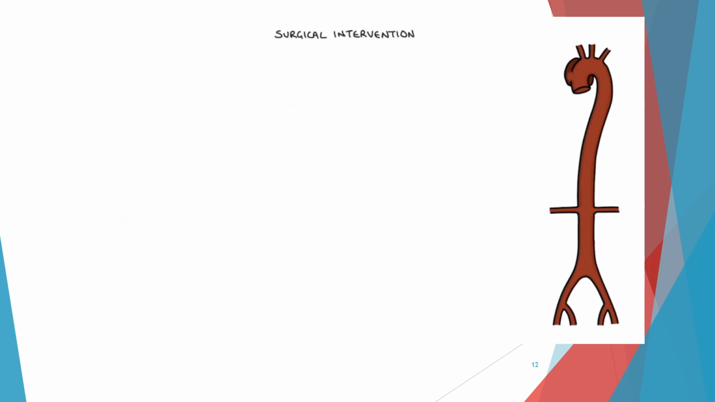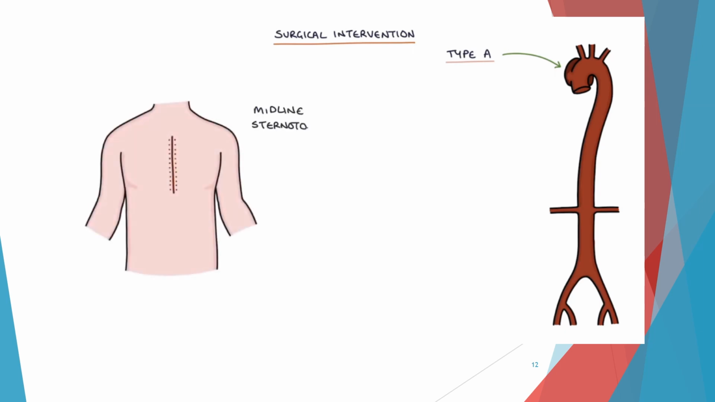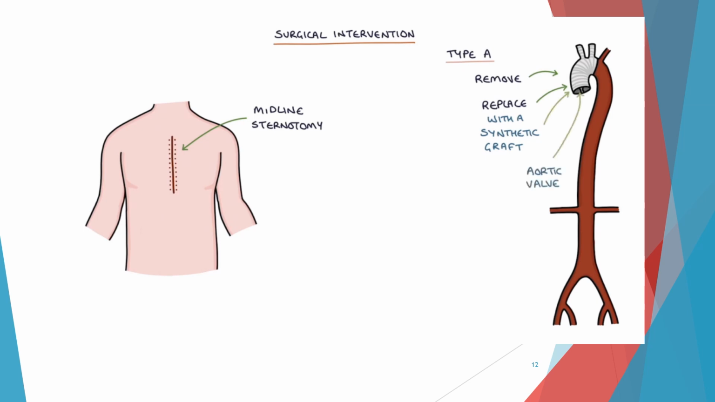Surgical intervention from the vascular team will depend on the type of the aortic dissection. A type A dissection, which remember affects the ascending aorta before the brachiocephalic artery, may be treated with open surgery with a midline sternotomy incision to remove the section of the aorta with the deficit in the wall and replace it with a synthetic graft. The aortic valve may need to be replaced during the same procedure.